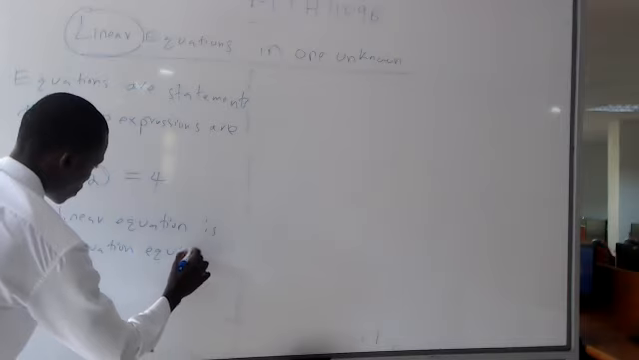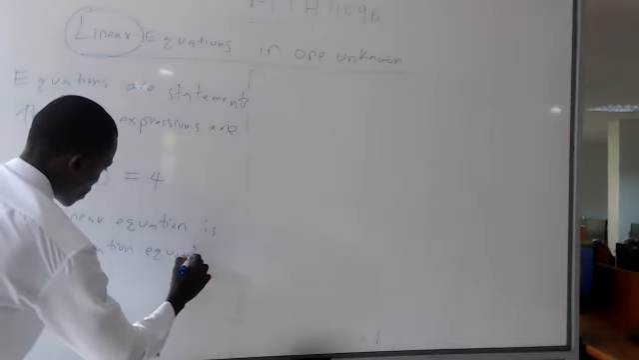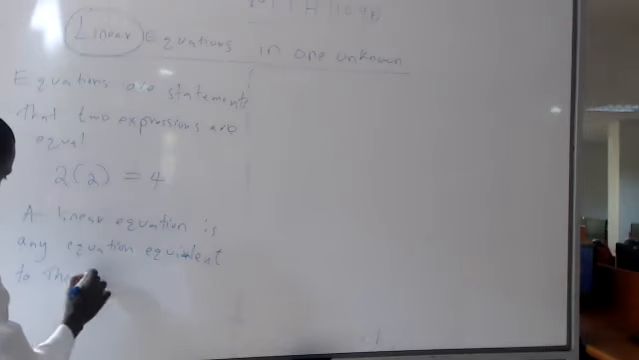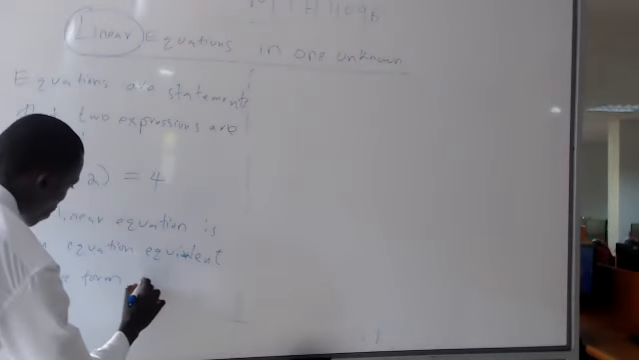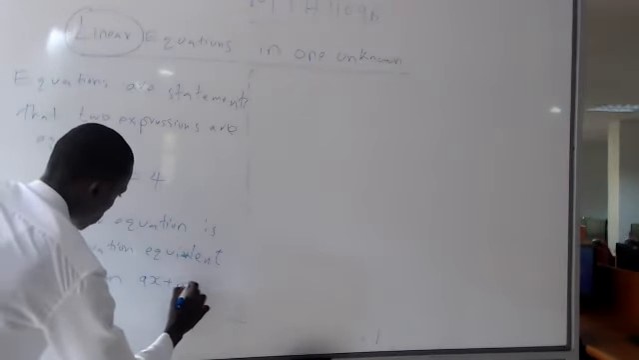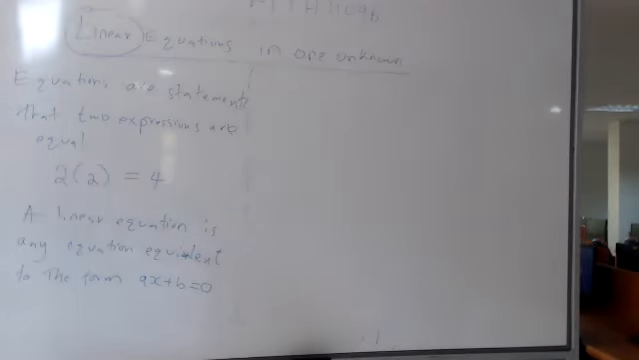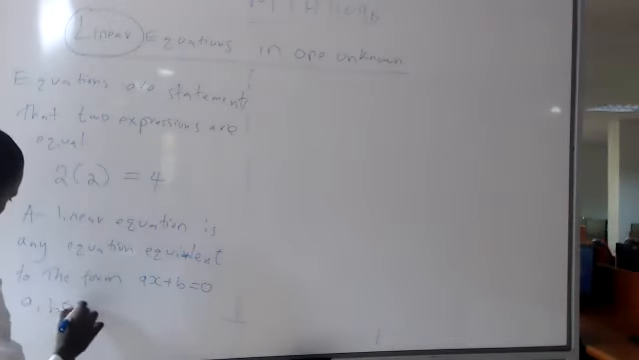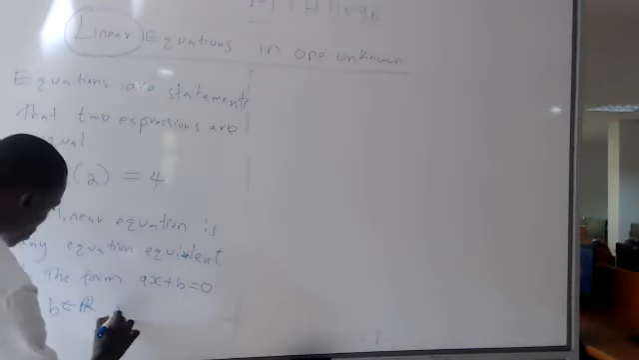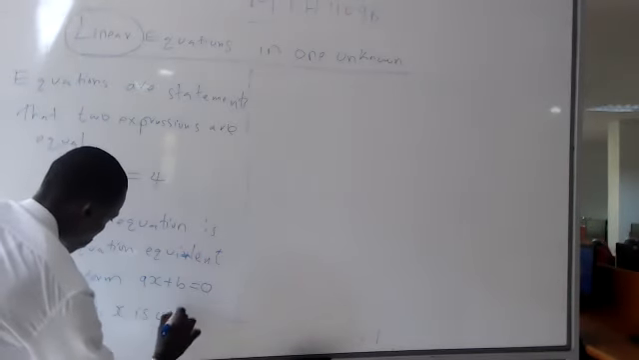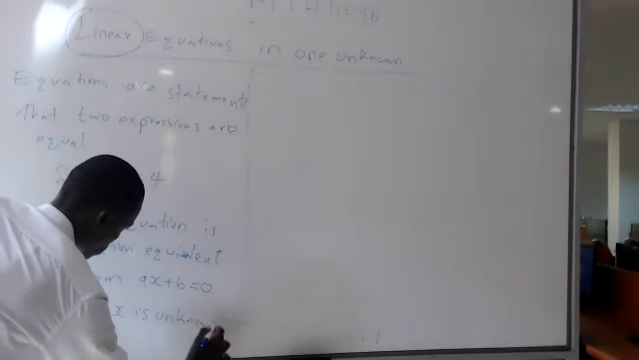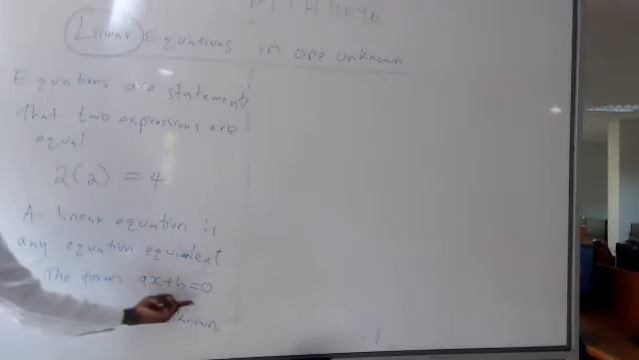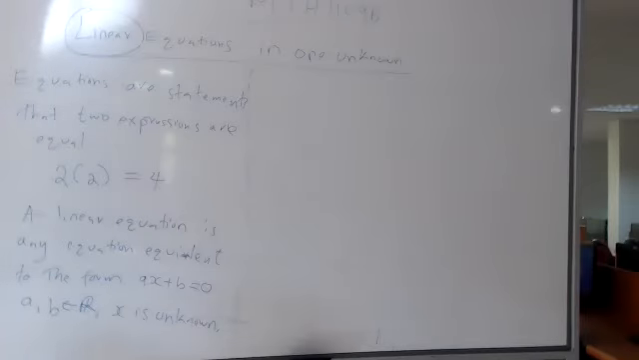equivalent to the form ax plus b is 0. So this is a linear equation in x, where a and b are real numbers. x is the unknown. Any equation which is equivalent to this is called a linear equation.